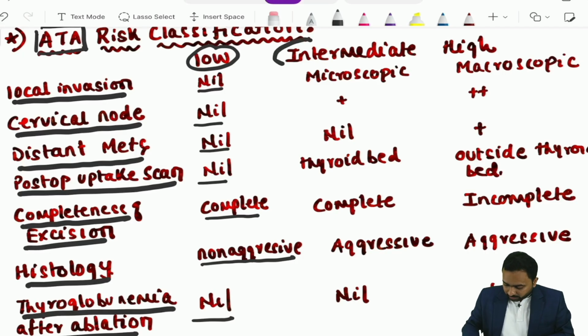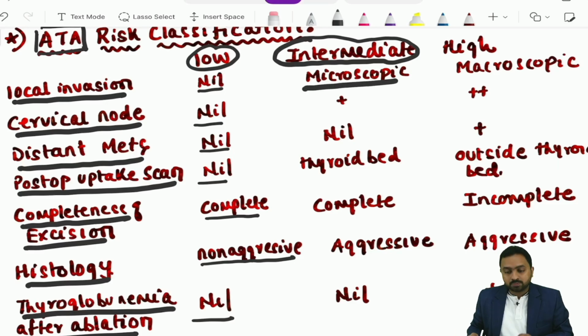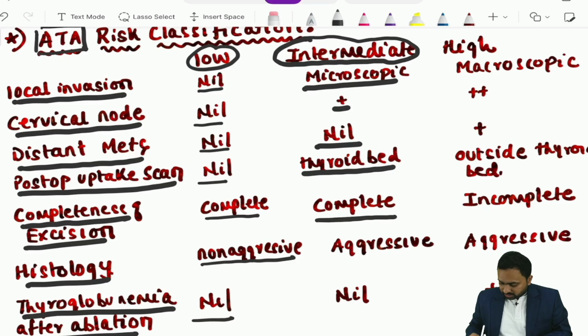Whereas in case of intermediate risk, we have a microscopic local invasion, involvement of cervical lymph node, no distant metastasis. The post-op uptake scan is confined to the thyroid bed. The excision is complete, with aggressive histological behavior and no rise of thyroglobulin after ablation.